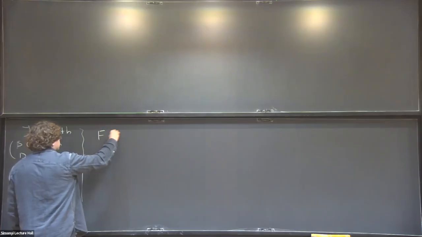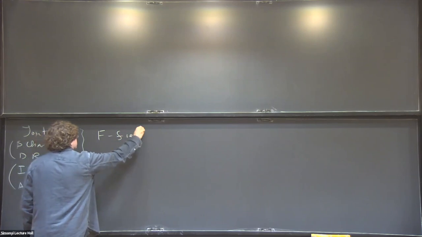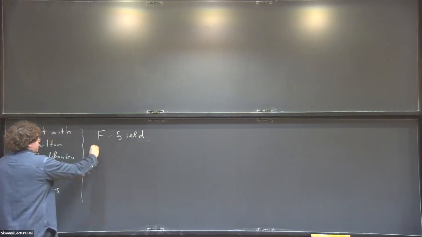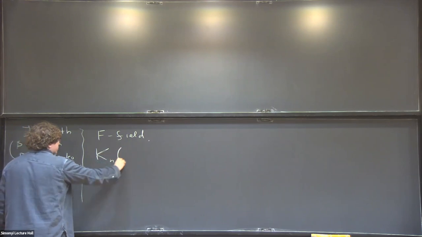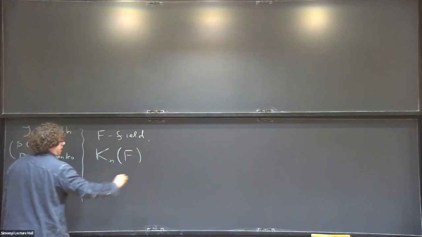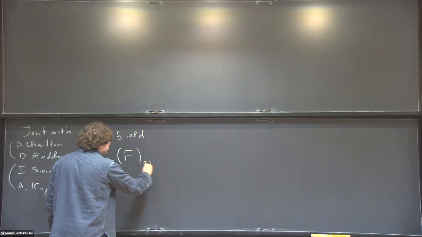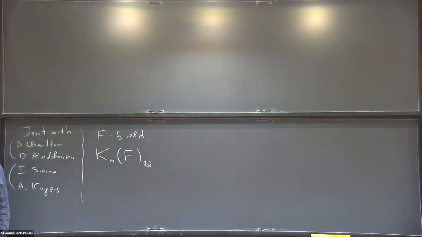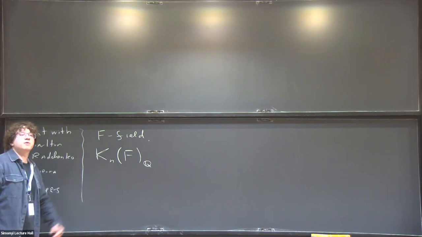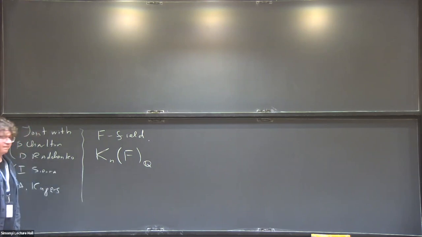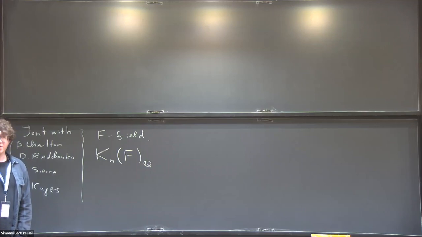So suppose F is a field, an arbitrary field, and then we can talk about the algebraic K-theory of a field, and I will be interested in the rationalization. So algebraic K-theory tensor Q, and for algebraic K-theory, I think one can say that more is understood about torsion maybe than about rationalization. So that's interesting. And for small n, there is an explicit description.